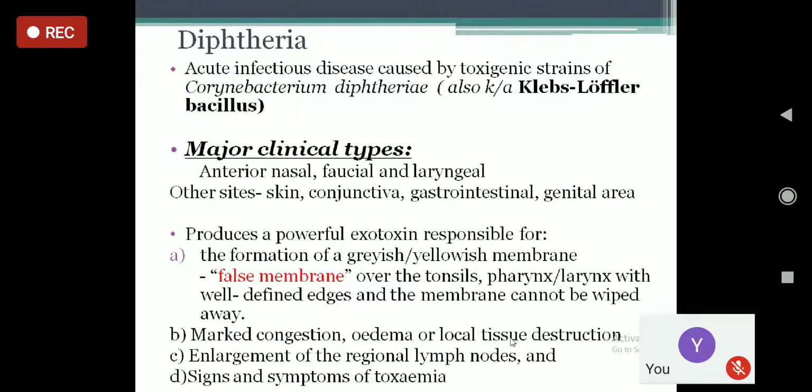Besides producing this false membrane, it also causes congestion, redness, inflammation, edema, or local tissue destruction surrounding the affected area, and there will be enlargement of the regional lymph nodes. Submandibular lymph nodes and anterior neck lymph nodes are enlarged because of the inflammation caused by this bacteria, and the person will show signs and symptoms of toxemia.